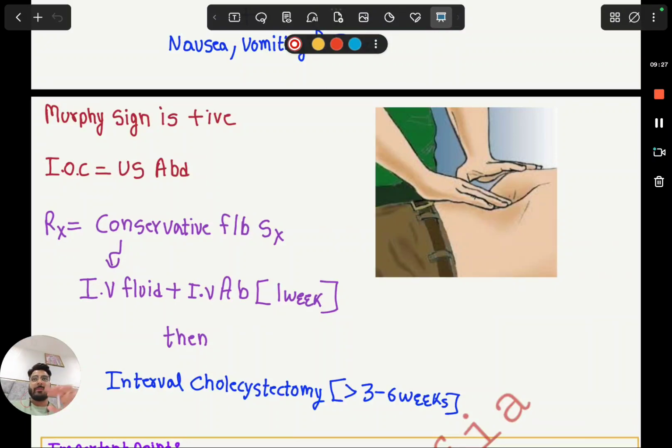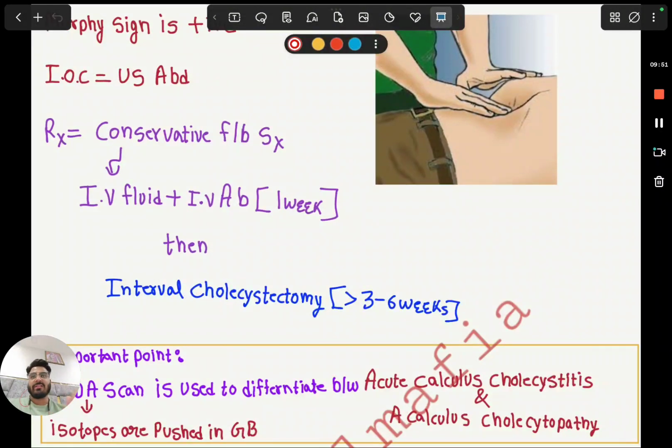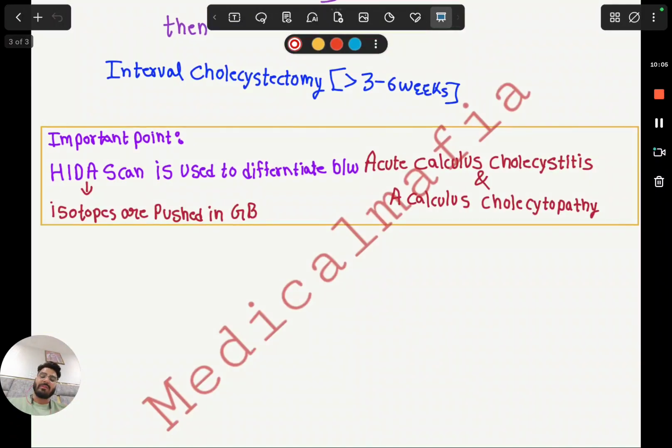For conservative treatment, the patient may come with loss of consciousness, and may have diarrhea, vomiting, and nausea, so there is dehydration. We will give IV fluids. Then we will give IV antibiotics because cholecystitis is inflammation of the gallbladder. We will do this for 1 week, then give the patient bed rest and discharge the patient. Then we will call the patient again after some interval for interval cholecystectomy, which should be done 3 to 6 weeks after this conservative treatment.